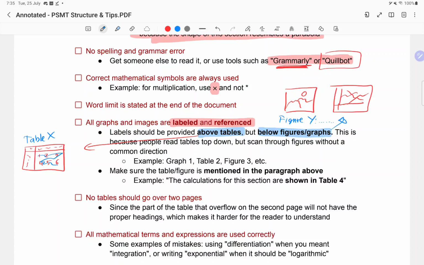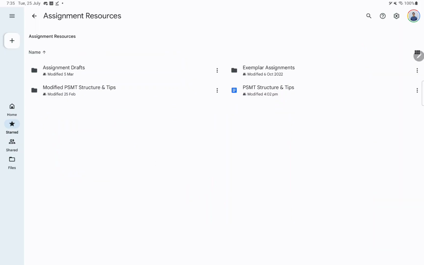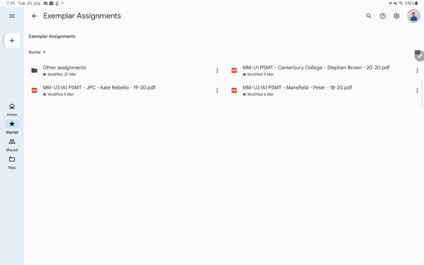You see in good assignments, it looks very neat because they do exactly that. Now, I'll show you an exemplar assignment, 20 out of 20, or 19 out of 20, this one here. This is Unit 1.